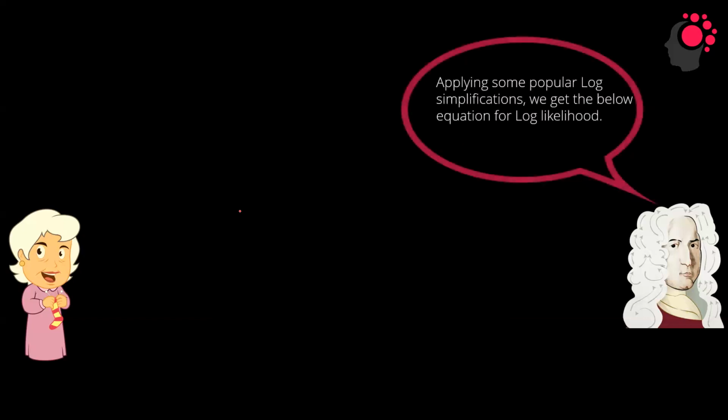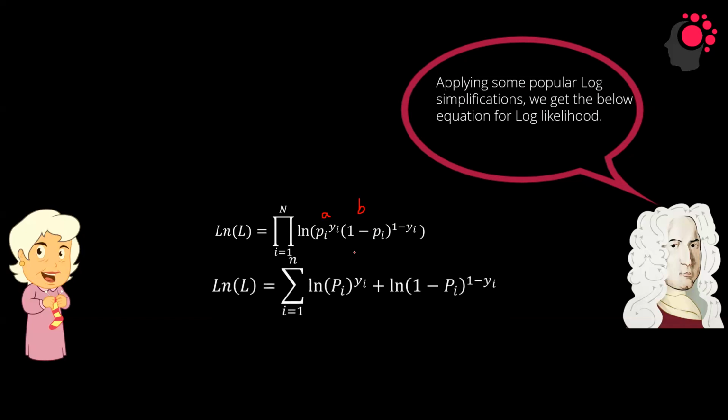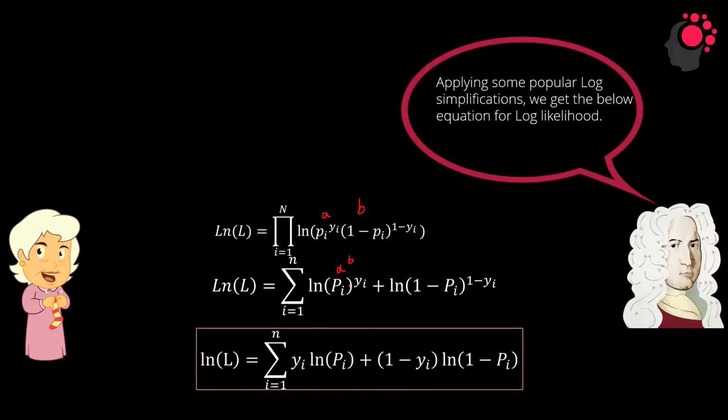Now applying these two rules, we have two terms here. This is A and this is B that you see here. We separate them out as we discussed: it's going to be ln of A plus ln of B. Now we have the A power B kind of notation. So we get yi ln pi plus 1 minus yi ln 1 minus pi. This is the equation for which we are now going to find the maximum value.